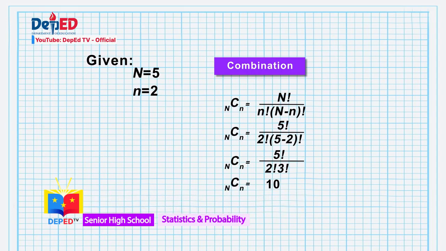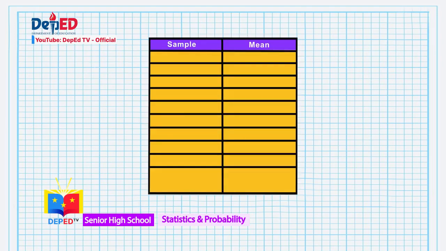Or we can use our calculator. In this case, we key in the values. Based on the computation, there are 10 possible samples of size 2 that can be drawn. The fourth step is to list all possible samples and compute the corresponding means. The possible combinations are 1 and 2, which will have a mean of 1.5, 1 and 3, which will have a mean of 2.0, 1 and 4, which will have a mean of 2.5, and so on until 4 and 5, which will have a mean of 4.5.